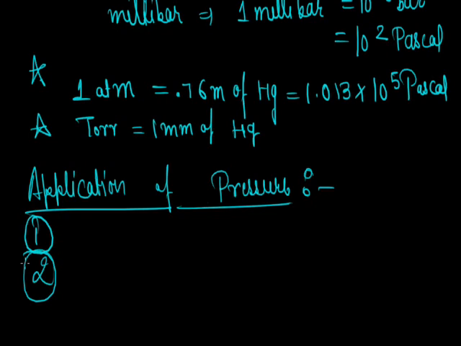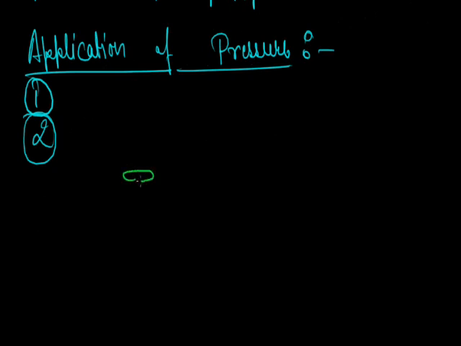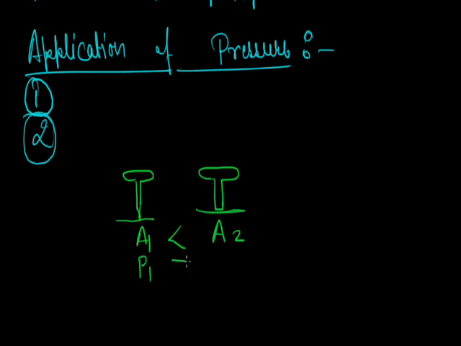Third, the pointed end of an arrow increases its piercing ability. Fourth, a nail always has a sharpened tip. It can't have a blunt tip. Why? Because in this case the contact area is smaller than this area. If A1 is less than A2, then P1 will be greater than P2, means pressure in the first case will be greater than the pressure in the second case. So in order to increase the pressure, we just reduce the area.